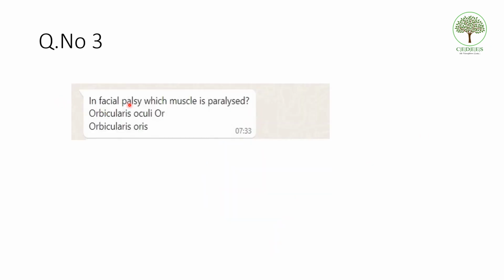Question number 3. In facial palsy, which muscle is paralyzed? It is orbicularis oculi or orbicularis oris. In lower motor neuron palsy, both orbicularis oculi and orbicularis oris are affected, as they are supplied by the facial nerve. Suppose if they ask about lower motor versus upper motor neuron, you can go for orbicularis oris.